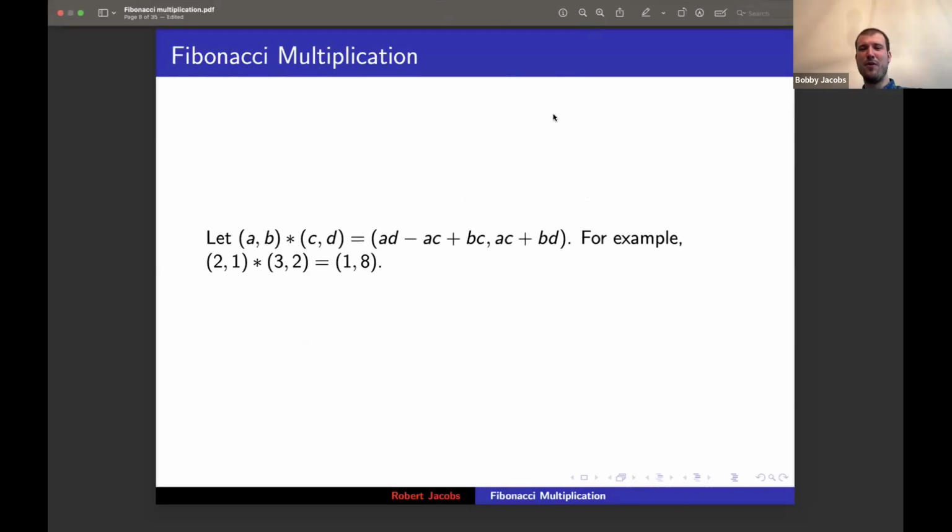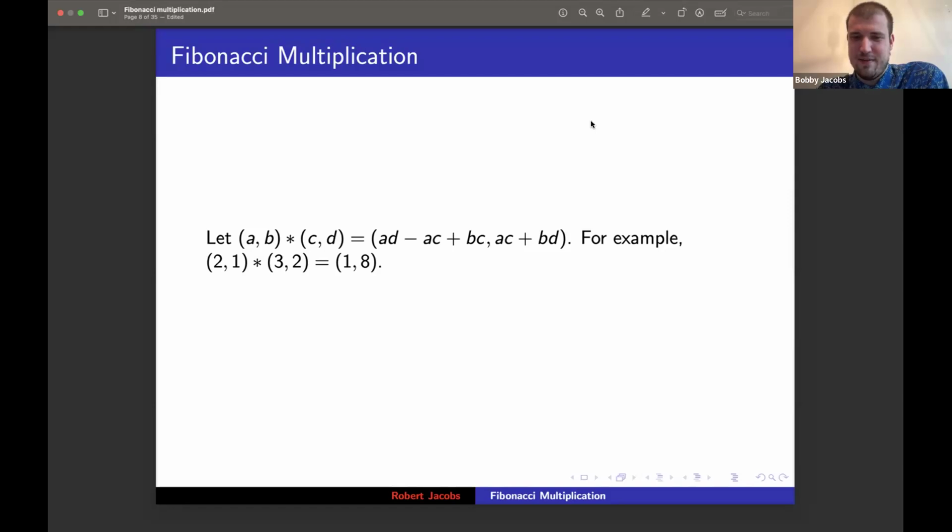So you might wonder if you can multiply Fibonacci sequences. The basic idea is, like in the sequence A, B, you take two consecutive Fibonacci numbers and multiply one of them by A and then add the other one times B. So what we can do is take two sequences, A, B and C, D, and take a sequence where each term is a term of the CD sequence multiplied by A plus the next term of the CD sequence multiplied by B. And it turns out, we'll let the formula for the Fibonacci multiplication be (A,B) times (C,D) is (AD minus AC plus BC, AC plus BD).